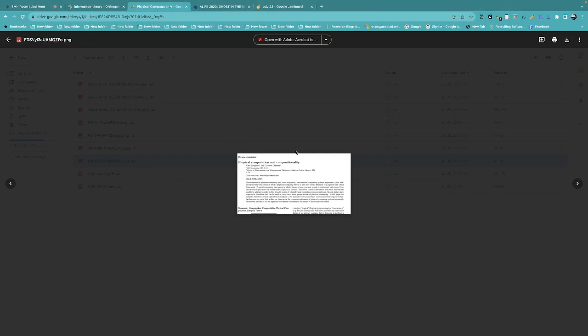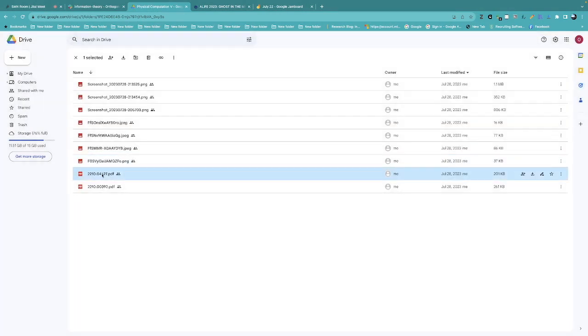And then this talks about categorical definitions. I think we've seen that already. And then this is the paper, Physical Computation of Compositionality.